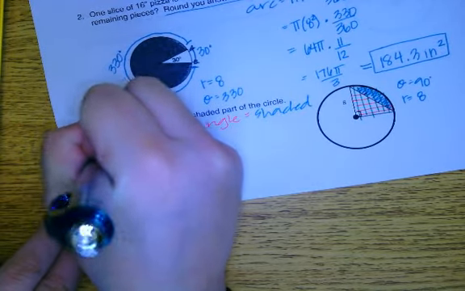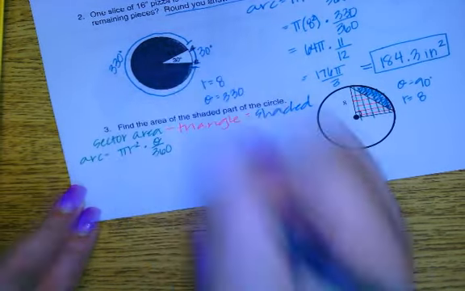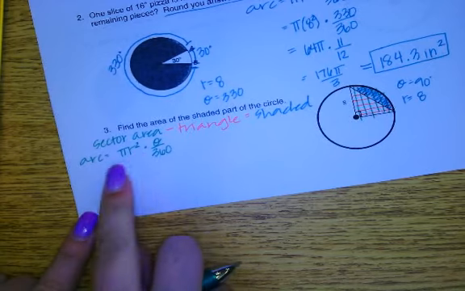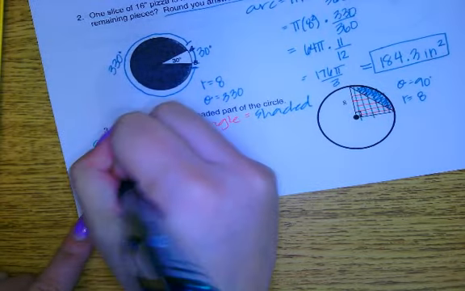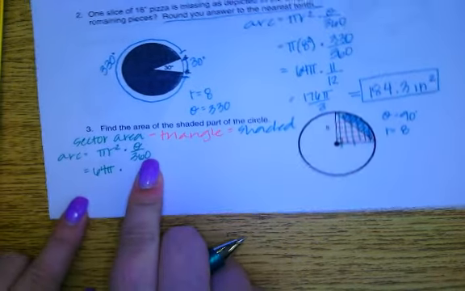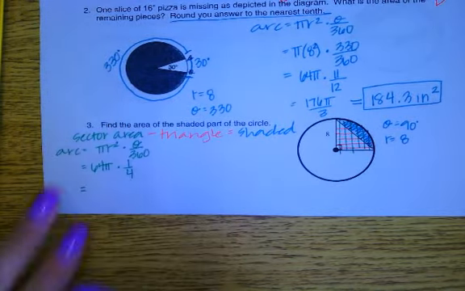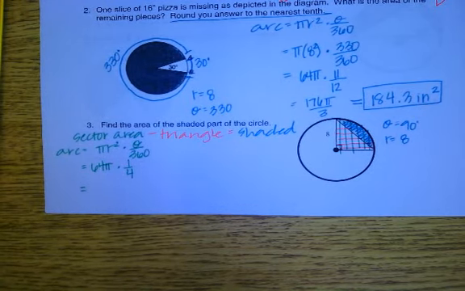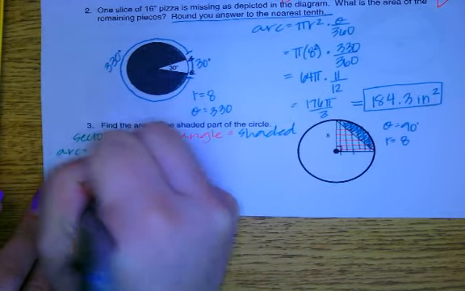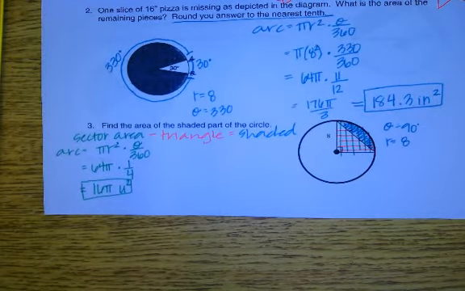Very good. Pi r squared times theta over 360. So if I substitute in, I'm going to go ahead and square my radius, which is going to give me what as my first term? 64 pi. Okay, I'm going to have 90 over 360, and that simplifies to what? 1/4. Okay, so 64 pi times 1/4, leaving it in terms of pi, is going to give you what? 16 pi. We don't have units, but we can throw in a unit squared. Okay, so that's the total sector. Okay, now we need to subtract the triangle.